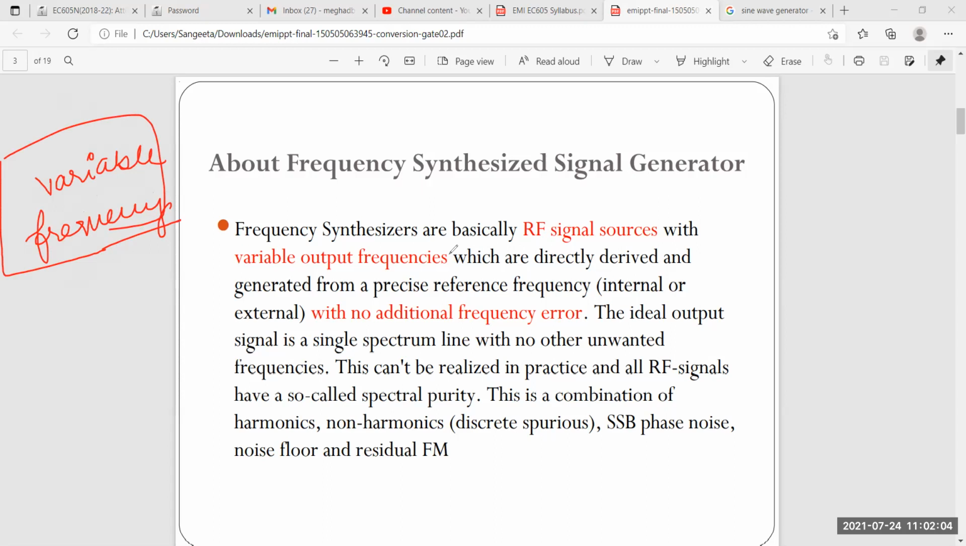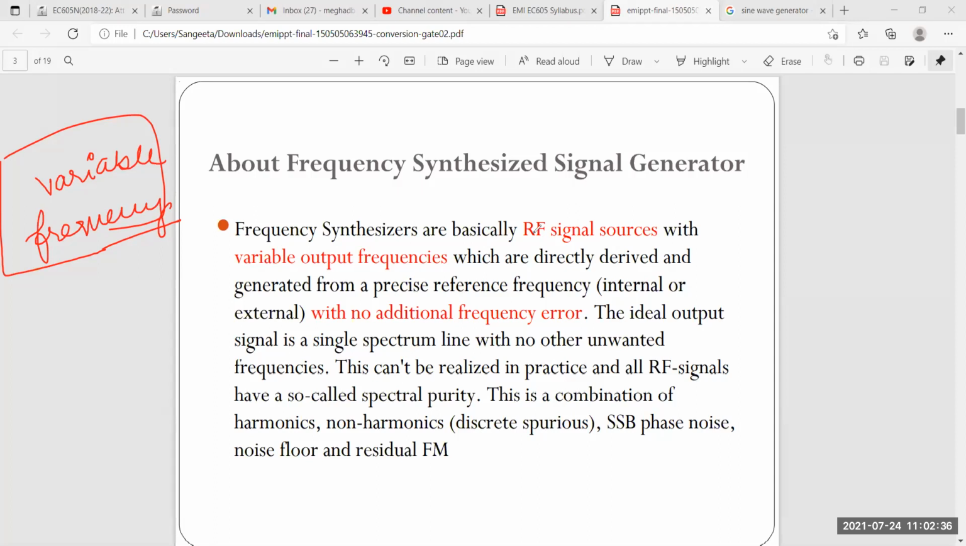So the need to generate a signal with a frequency that is different from the reference signal is very important, or you can say that it helps in signal transmission. See in the PPT what is written. Frequency synthesizers are basically RF. What is RF? RF you have learned in many places. What is the full form of RF? Radio frequency. Yes.